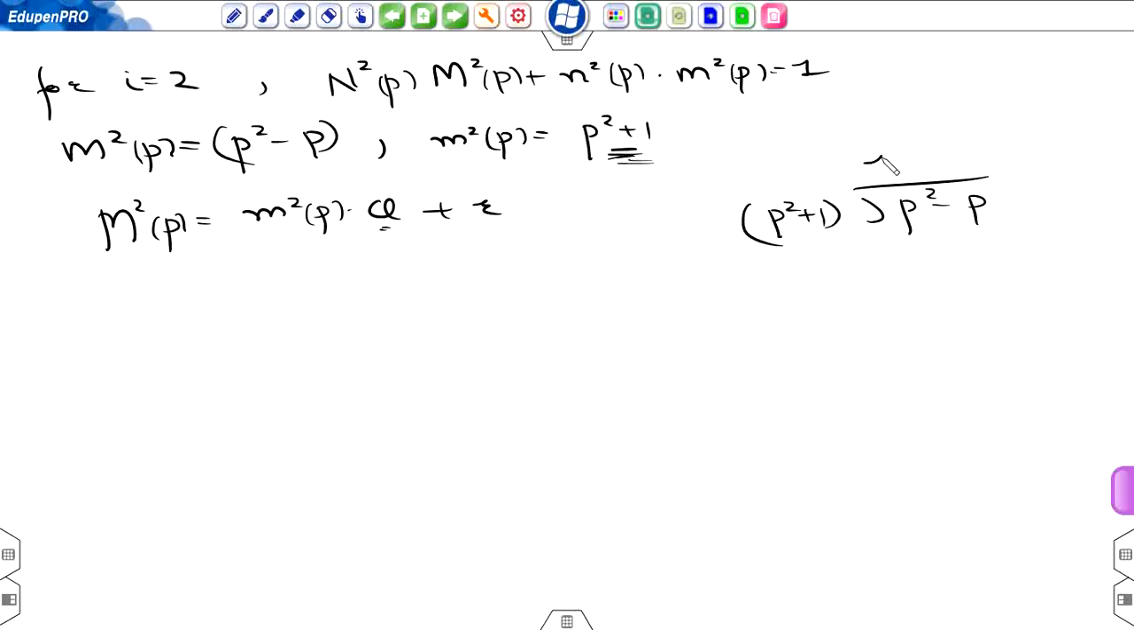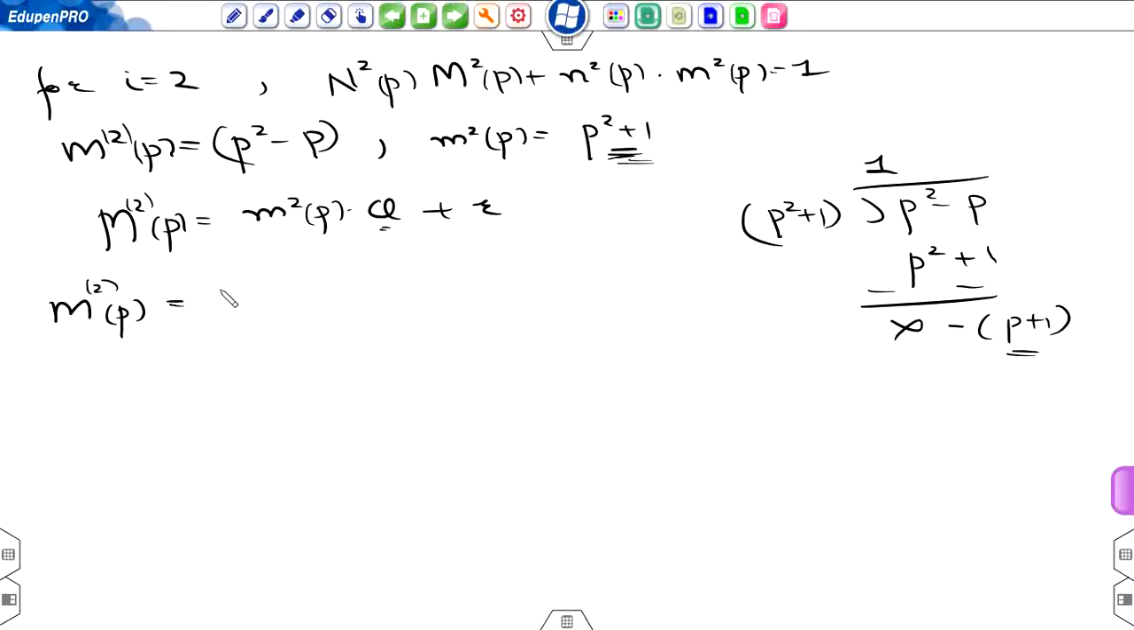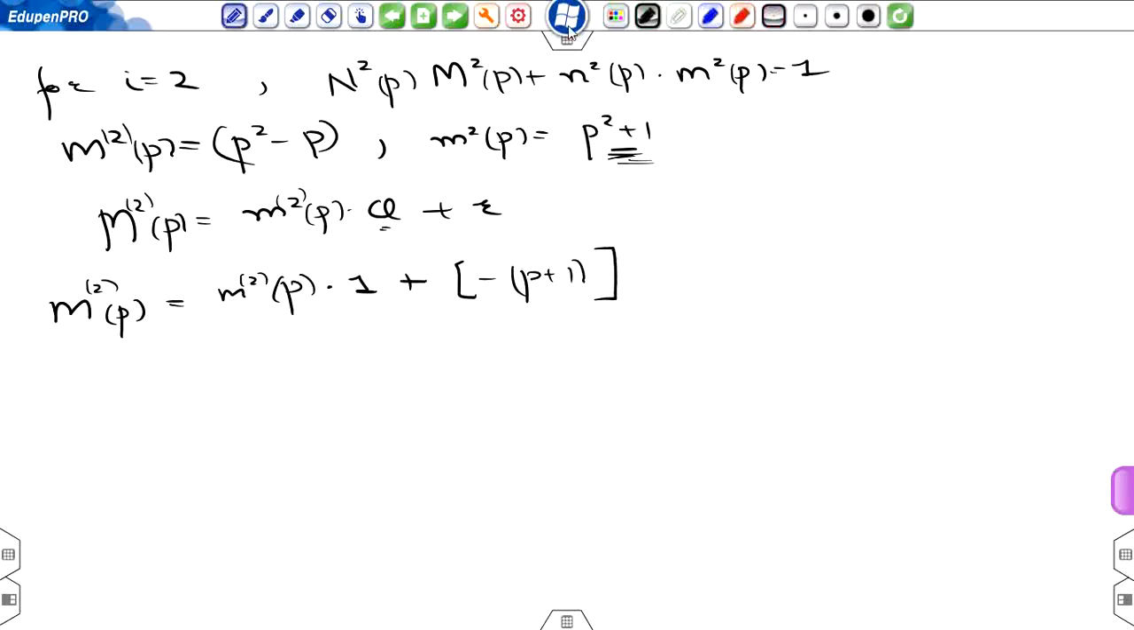Okay, so for 1 I have p square plus 1 and the resulting minus p plus 1. Okay, so M2p is small m2p, quotient is 1 and remainder is minus p plus 1. So this remainder is a function of p.